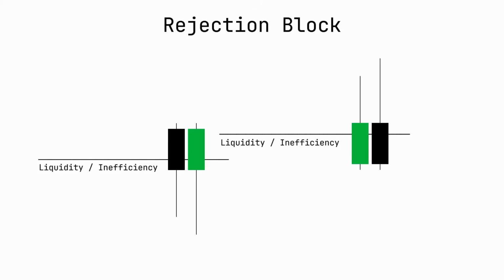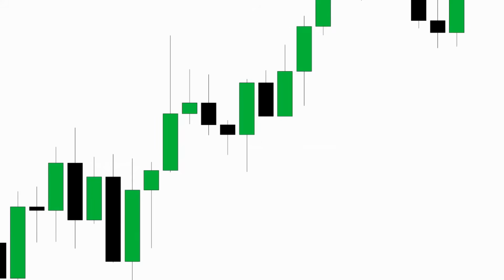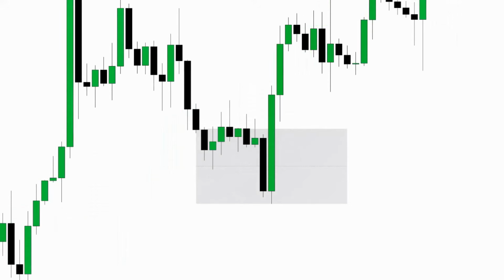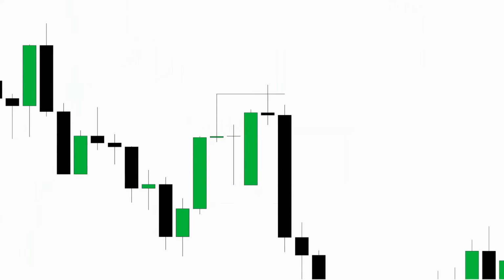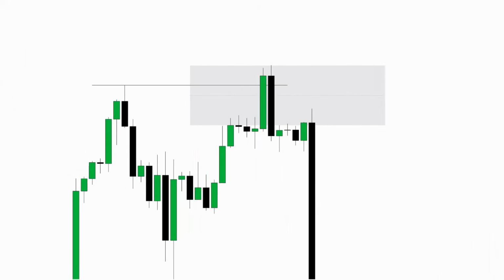Let's go through a few chart examples. In this case, the rejection block is formed on the daily time frame. When we highlight this area and then drop down to the 4-hour chart, we'll notice that the same zone shows up almost exactly like an order block. Another example is also on the daily time frame, except this one is bearish. Again, when we switch to the 4-hour chart, it presents itself as an order block zone just the same.